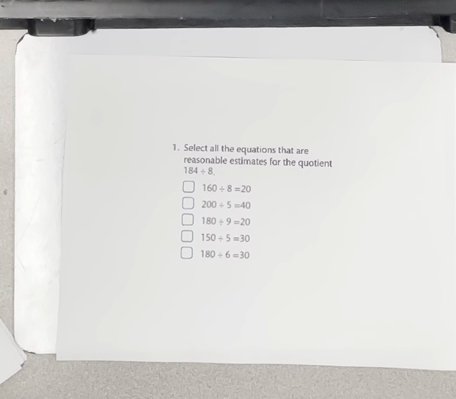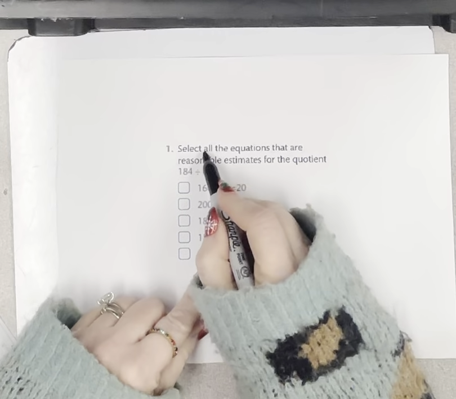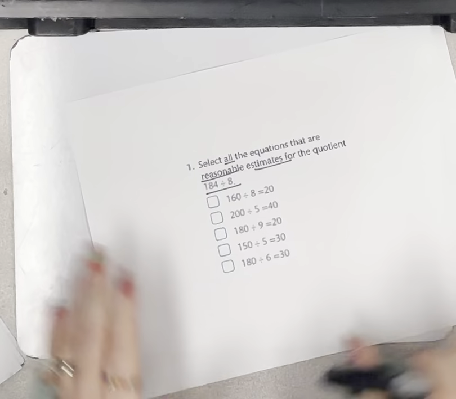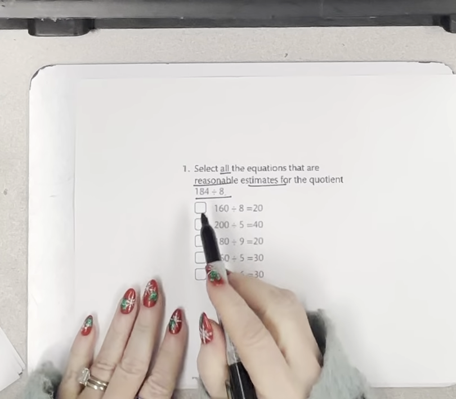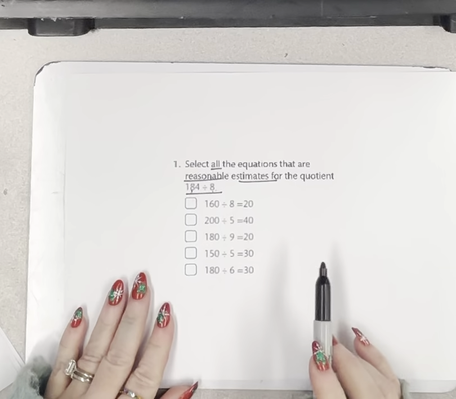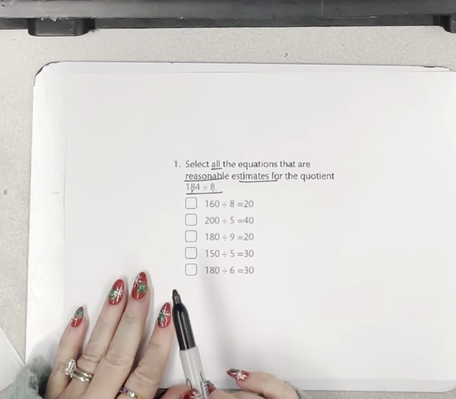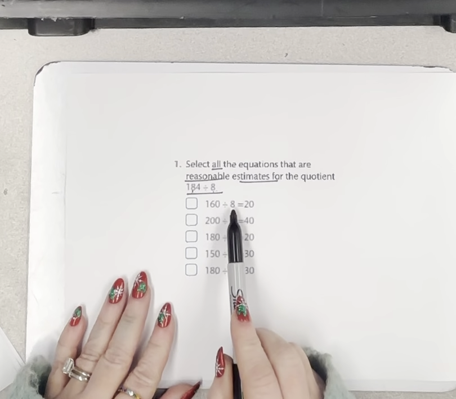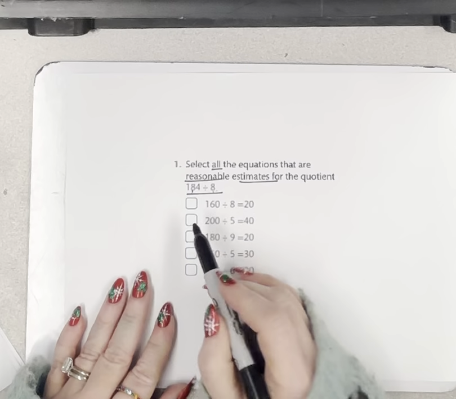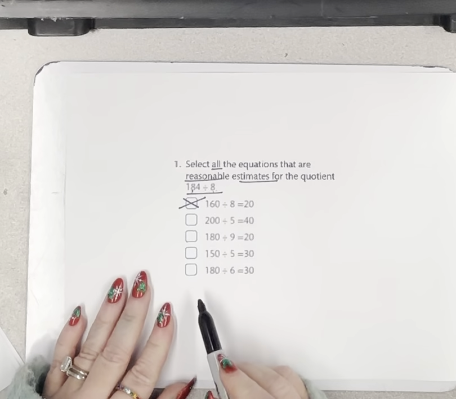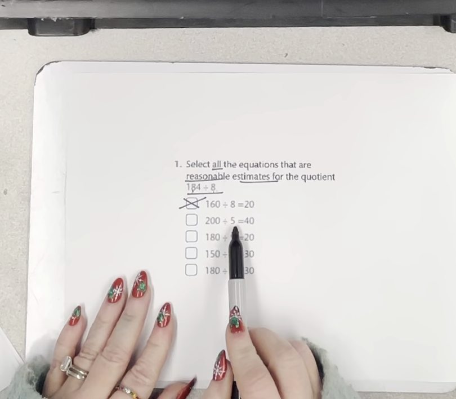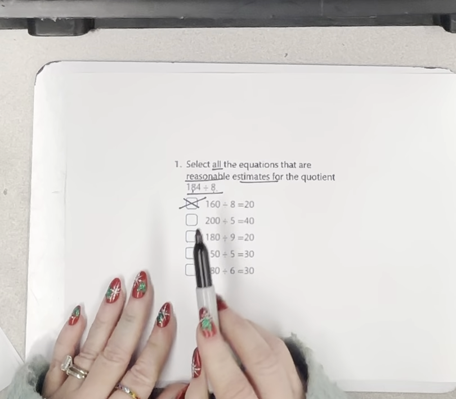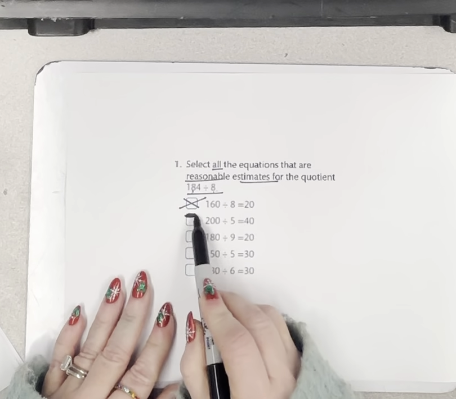Our first question is: select all the equations that are reasonable estimates for the quotient 184 divided by 8. What you want to do is take a look at the number 184 and the number 8, and get as close as possible to those two numbers. So 160 divided by 8 is close, but 160 is a little far away, so we're going to say no to that one. 200 divided by 5. Well, I know if I round 184 to the nearest hundred, I get 200. So that's going to be a yes.